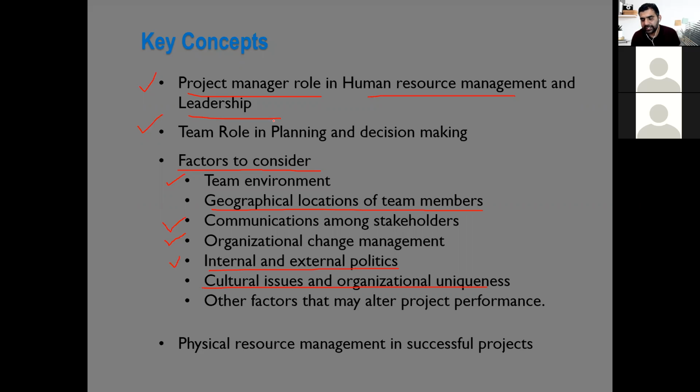So the team's role in planning and decision making is pretty important, and the team must be involved as early as possible in the planning stage. And then where we discussed the team or human resources, we also talked about resource management, such as physical resource management. We talked about lean management, minimization of waste, or just-in-time technique to reduce the inventory. And then we talked a bit about asset management.